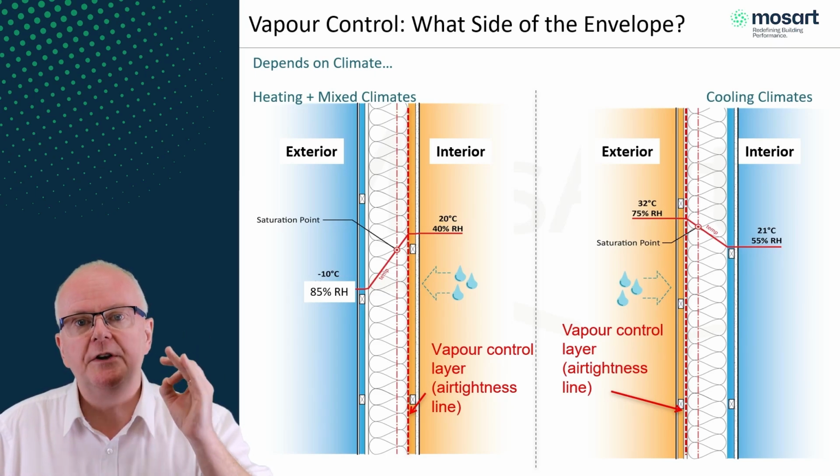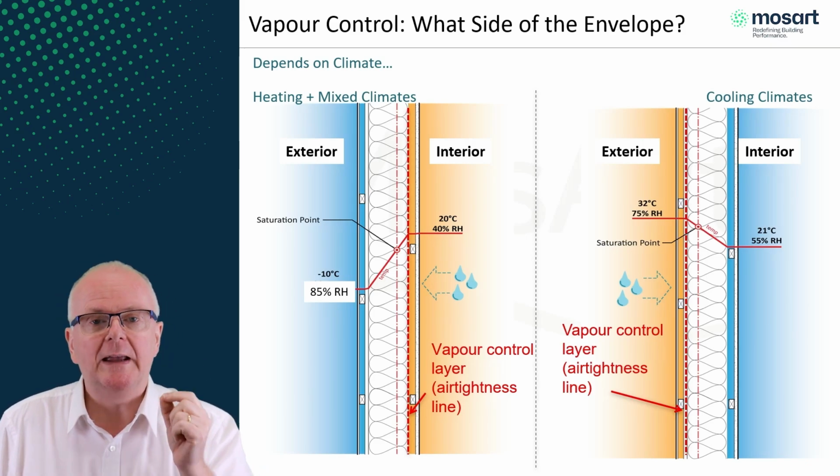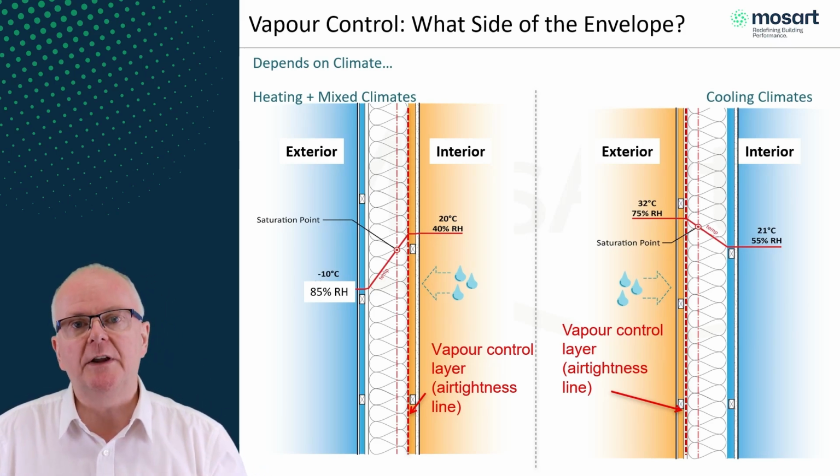So in a hot and humid climate, we generally see the air tightness and vapor control on the outside. In a heating dominated climate, it's generally on the inside.